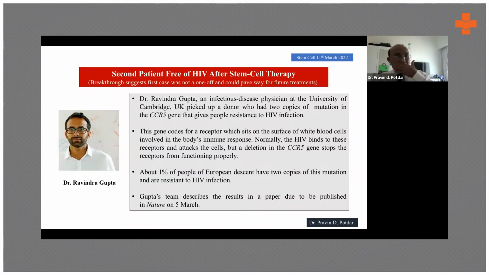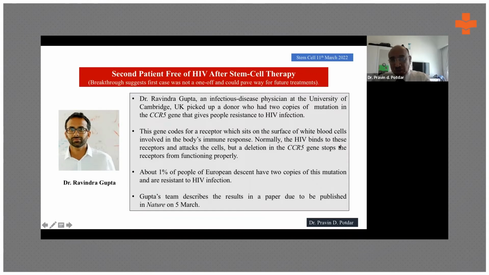Now, how do we detect the CCR5 mutation? That is done by the sequencing method. So you may now be getting the idea that you need the DNA sequencing, and there you can see the mutation. Mutation is nothing but a change in one of the nucleotides of that particular sequence. So they have taken the patient who has got a mutation, and the gene codes for the receptor which sits on the surface of the white blood cells involved in the body's immune response.